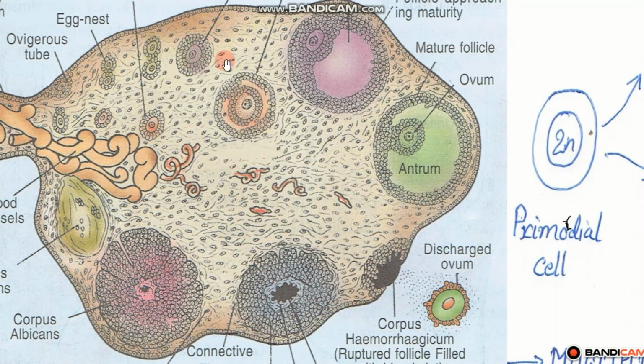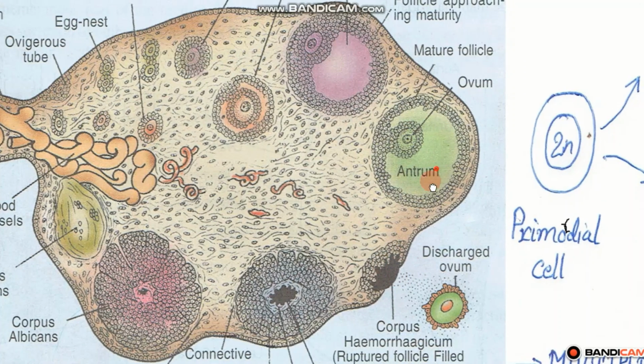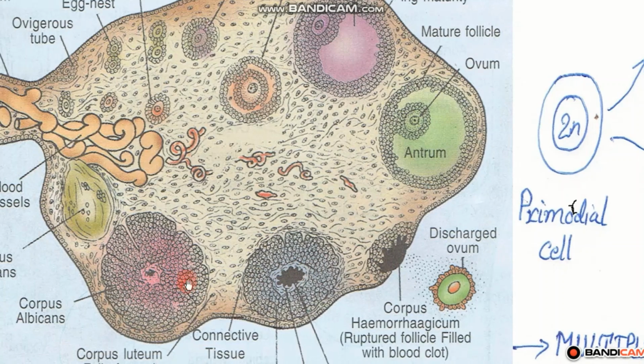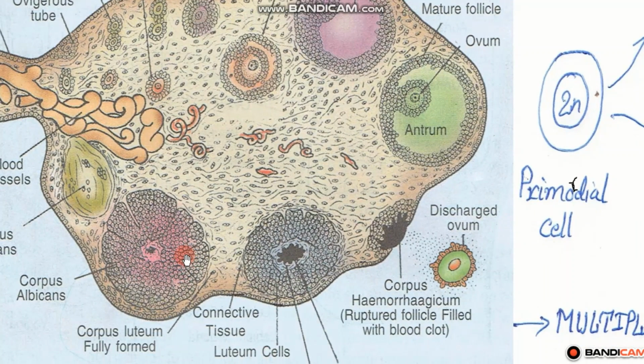From germinal epithelium to the releasing of the ovum, from here to here, before 14 days, means just in 14 days, it is controlled by a particular type of hormone. That hormone is the estrogen hormone, and after releasing the ovum, this is controlled by the progesterone hormone. That progesterone hormone is released by the corpus luteum.